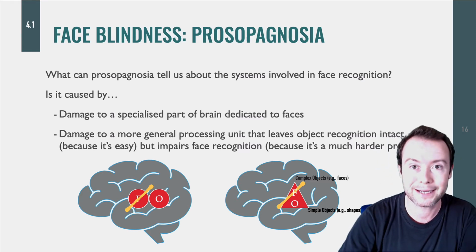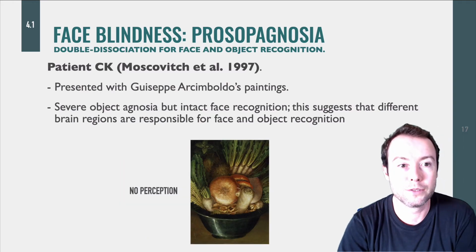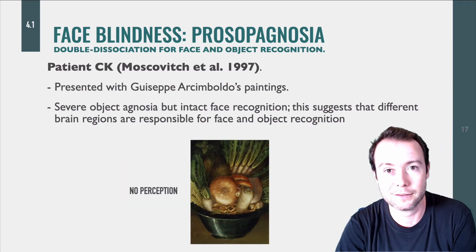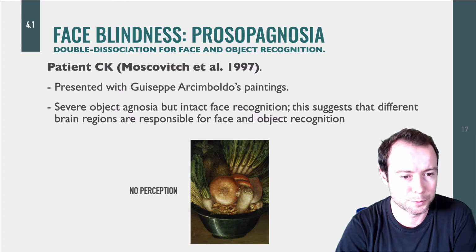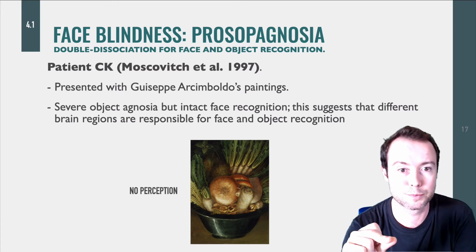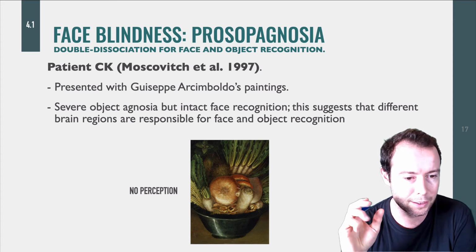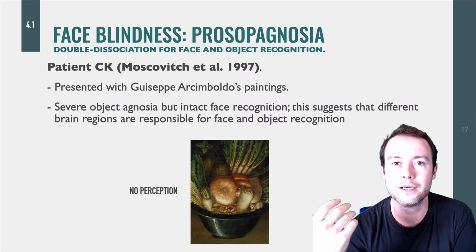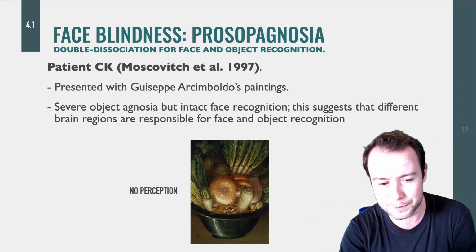So this would rule out the possibility that there's a sort of generic difficulty. And this is the power of something known as a double dissociation. Remarkably, we have evidence of exactly this form of dissociation: patient CK, reported by Moscovitch. If you take a look at the figure here, you've got a still life produced by the very quirky 16th century Italian painter Giuseppe Arcimboldo, and this shows a bowl of vegetables.